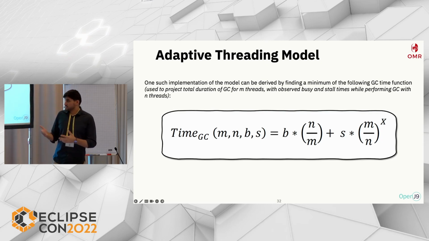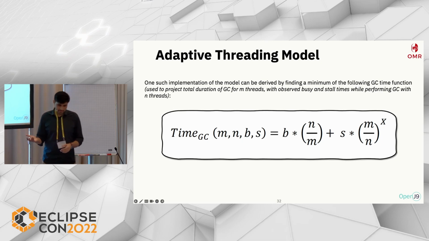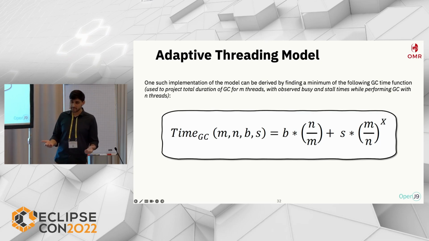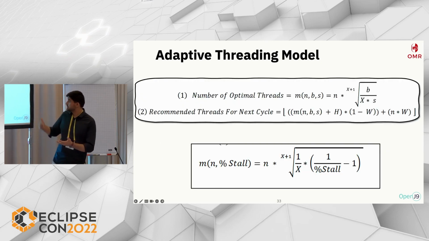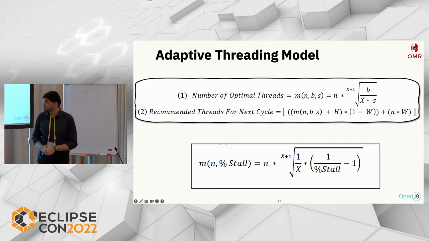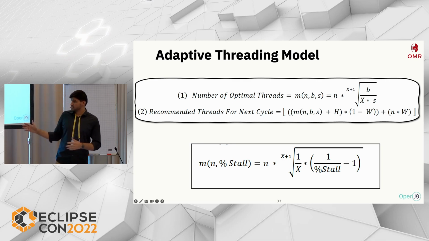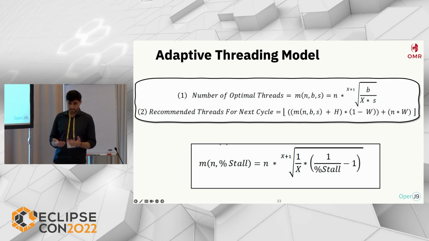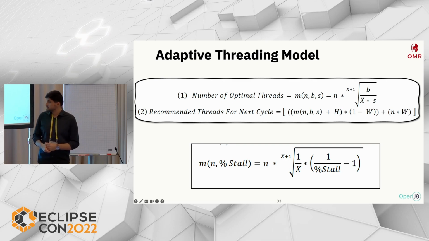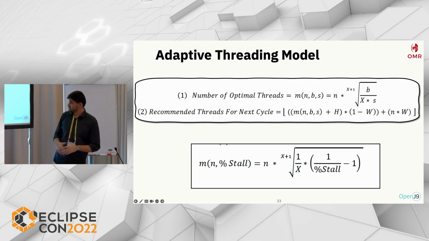So the model is essentially derived by setting this to 0, which finds the minimum on the curve, and solving for m, right? We want to figure out what thread count results in that minimum. So with some basic calculus and basic math, we can come up with some models. I'm not going to go too much into detail here. I think that's outside the scope of this talk. I welcome anyone to take a look at the GitHub issues around it, which provides a lot of details about this.